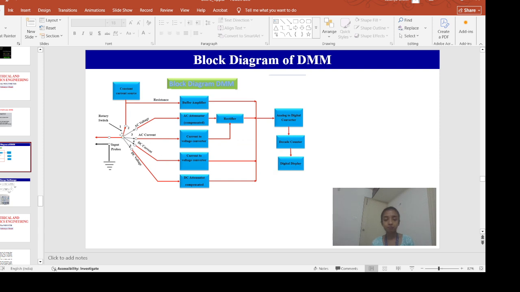All these calculations happen internally. We set the knob at the particular position and we get to see the display. But before that result appears on the display, all these internal operations happen.